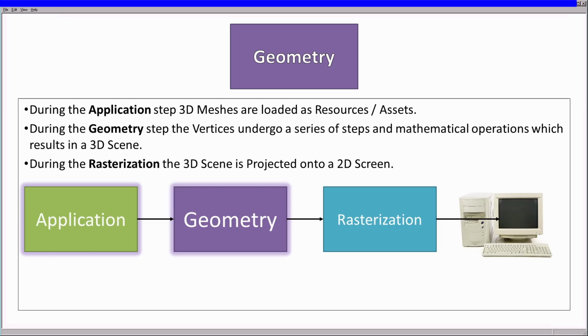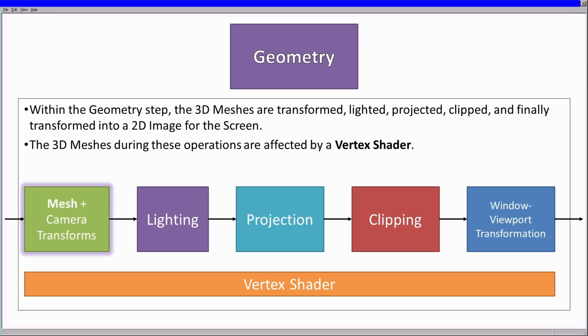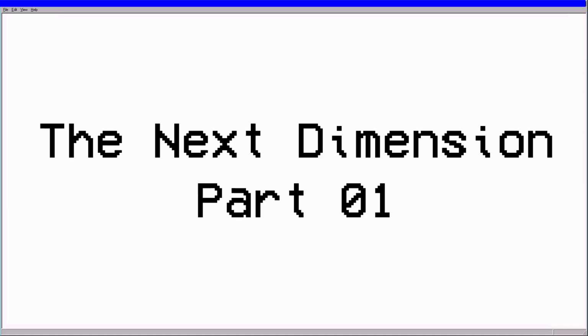This lecture has focused on parts found in the application and geometry steps of the graphics pipeline. More specifically, this is only focused on the mesh part of the geometry step. As we can see, there's a lot more to 3D than just the mesh, and future lectures will explore more of these. Now, with all that being said, we are taking this to the next dimension, and I'll see you next time.